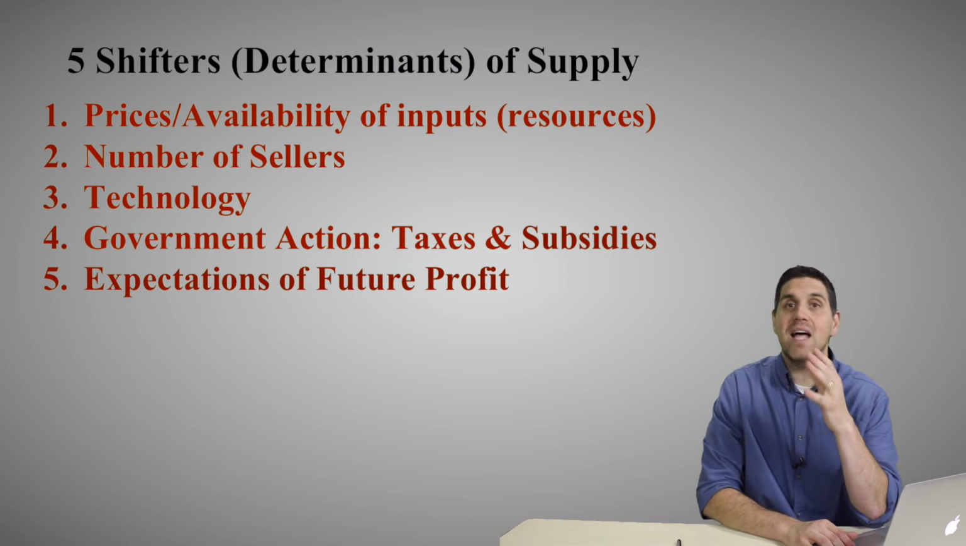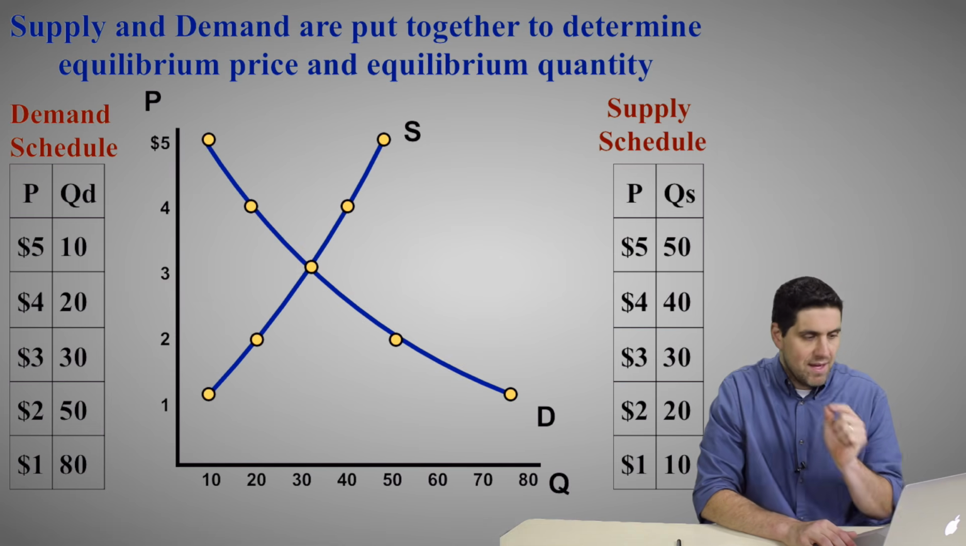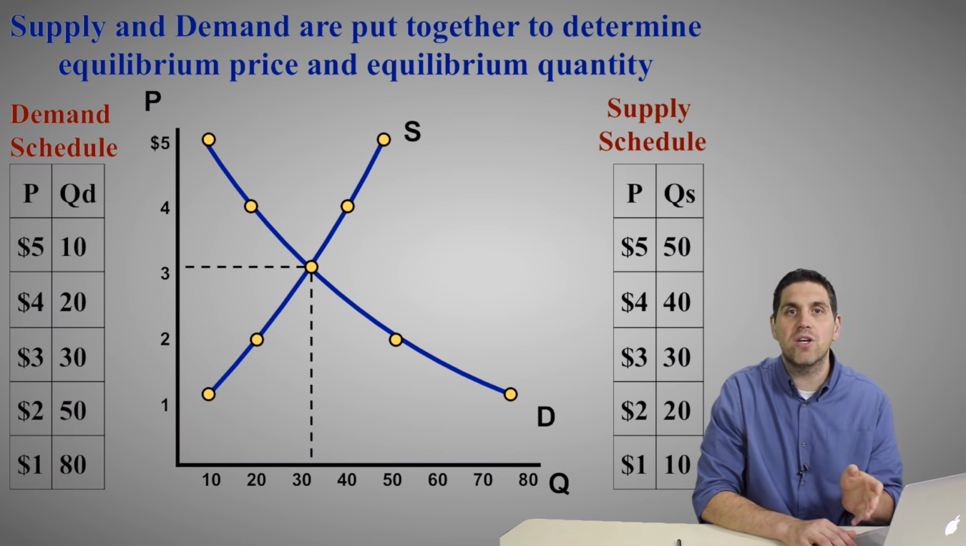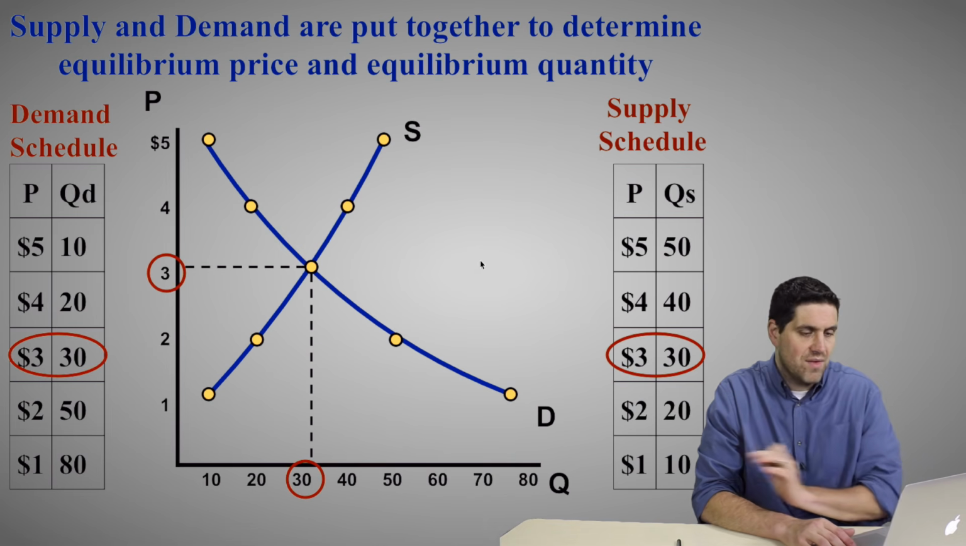Now that we understand that, let's put supply and demand together. Right here, we get the idea of equilibrium. Demand hits supply at, in this case, $3 for a gallon of milk, and then the quantity is down right there, in this case, at 30.